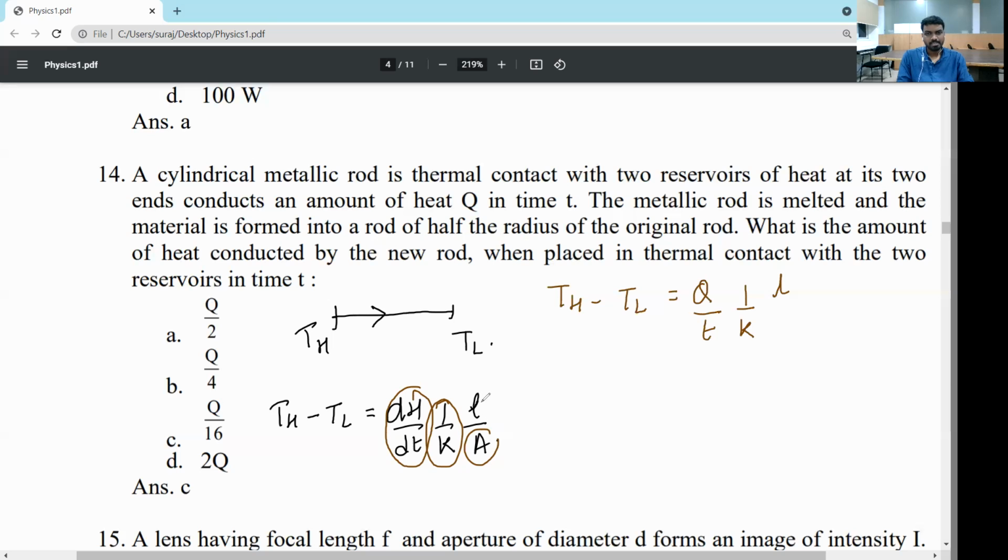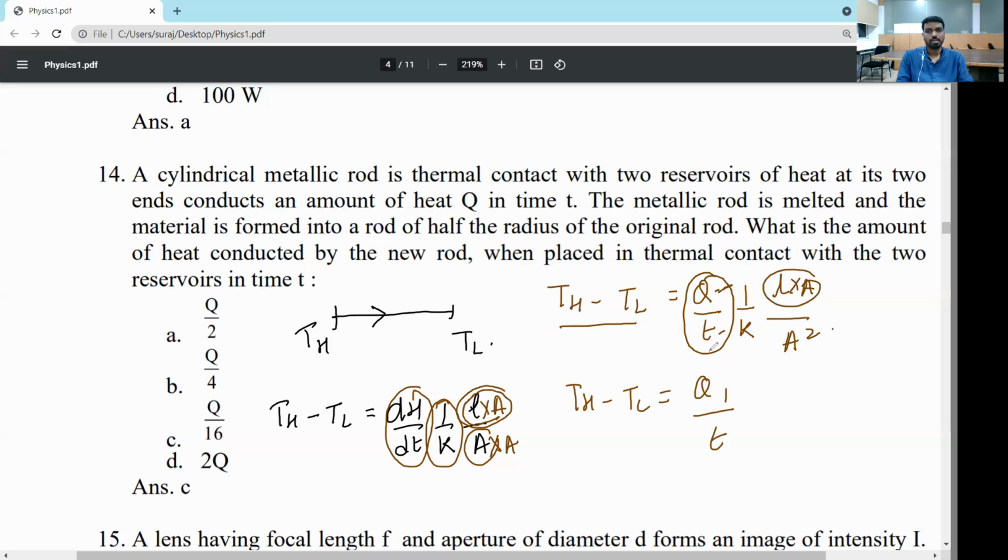So the material is the same. I just write V, so L into A. This is V, right? Volume is the same. So L into A, and L dash into A dash. This is volume. This is A squared. Getting? So in the same time I want the same potential difference. I want Q dash. So same potential difference, this is TH minus TL. Let's say Q dash by t. This is L1 into A square, into A dash.